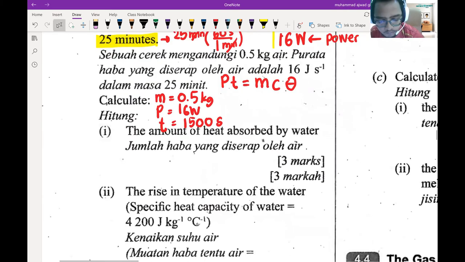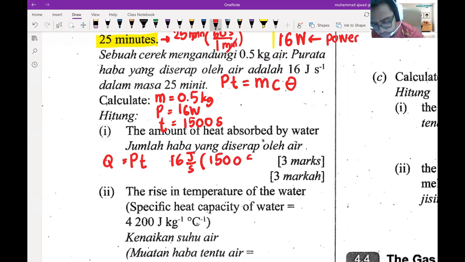Okay, next. The amount of heat absorbed is Pt. So 16 joule per second times 1500 seconds. Cancel, and what do you get? 24,000 joules. Okay.